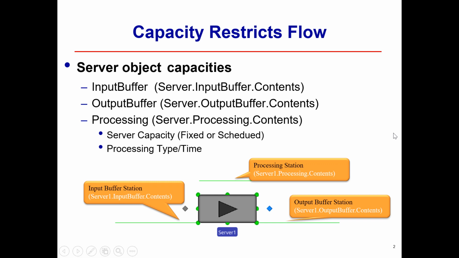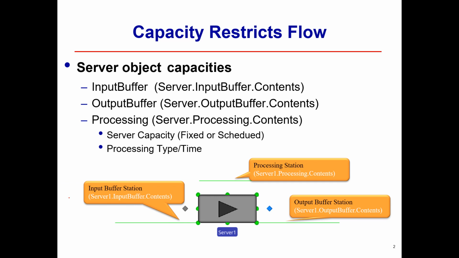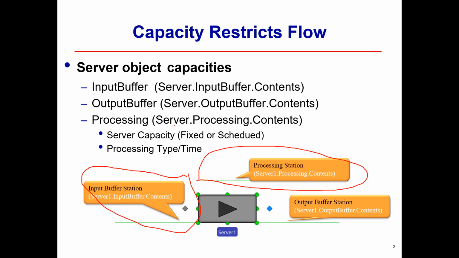First, we review some of the server object capability. Basically, the server includes 3 different parts. The first part over here is what we call the input buffer station, which is the input queue for waiting to be serviced. And the second portion will be the processing station, which is where the part is processed by the server; it will stay in this.